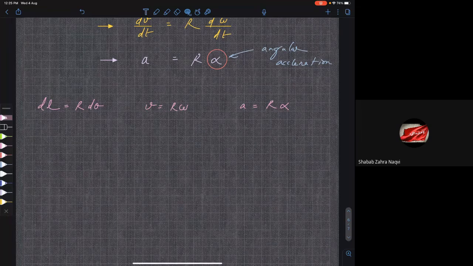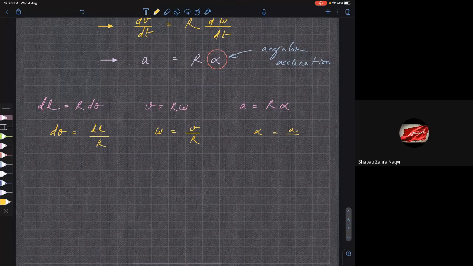What are the alternate versions of this? Alternate versions: d theta equals dl by r, omega equals v by r, and alpha equals a by r.